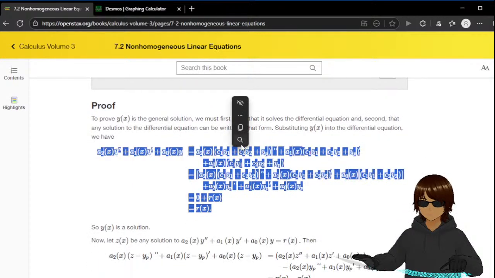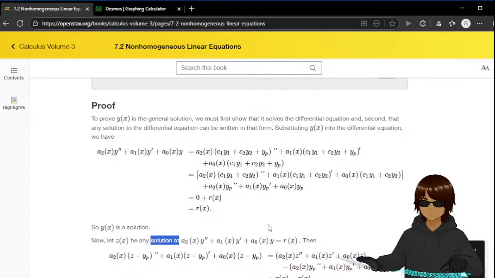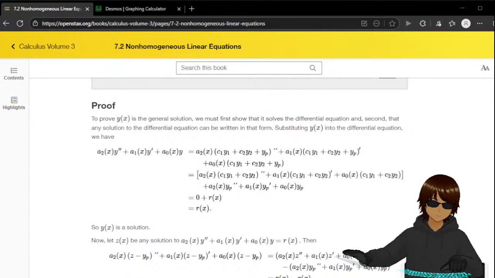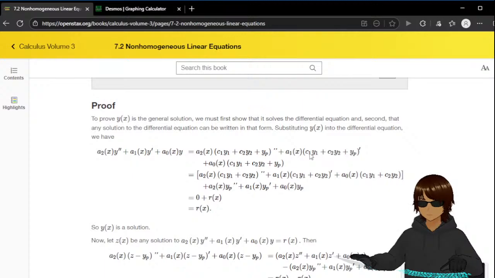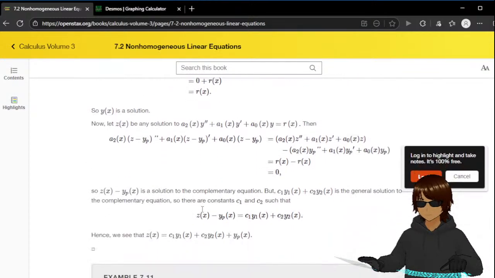So the double derivative of y plus the single derivative of y plus y itself. And solving this, we are left with 0 plus r of x. We are left with r of x, which is what it's supposed to be.